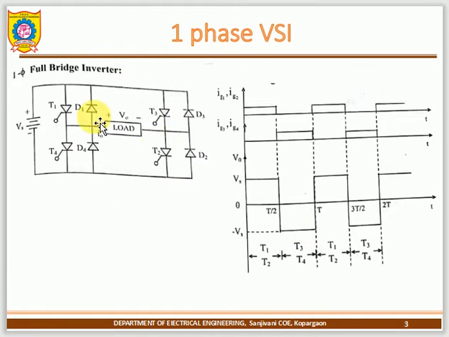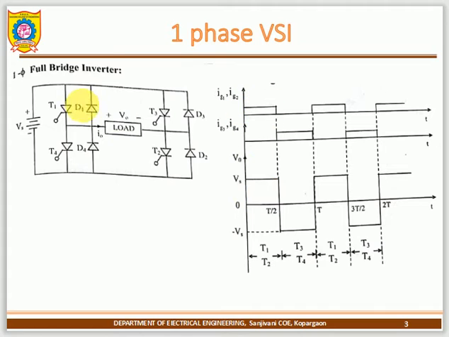And next, what type of load is used? If I have used the R load, then this is the waveform. This waveform is the output voltage waveform, and the output current waveform is also the same. Output voltage and output current have the same waveform. So this is one cycle, and the cycle is repeated.